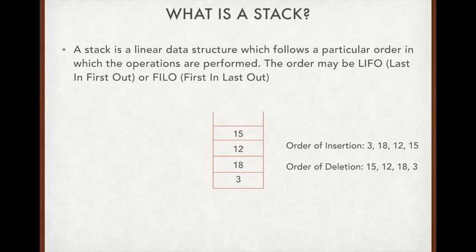Now this is what our stack looks like after inserting these 4 numbers. Our order of insertion was 3, then 18, then 12, and then 15. Since we can only delete elements from the top, the order of deletion is going to be 15, followed by 12, followed by 18, and then finally the number 3. So this is how last in first out ordering works.